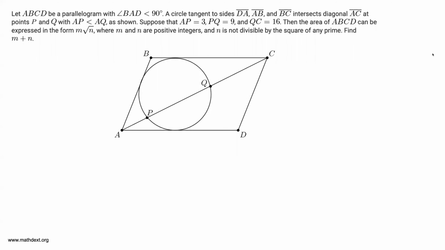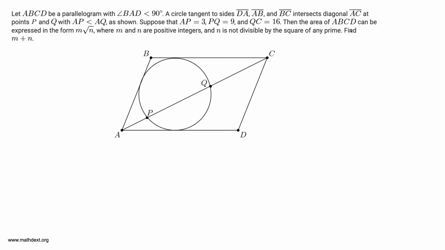Let ABCD be a parallelogram with angle BAD less than 90 degrees. A circle tangent to sides DA, AB, and BC intersects diagonal AC at points P and Q with AP less than AQ as shown. Suppose that AP is equal to 3, PQ is equal to 9, and QC is equal to 16. Then the area of ABCD can be expressed in the form m root n, where m and n are positive integers and n is not divisible by the square of any prime.